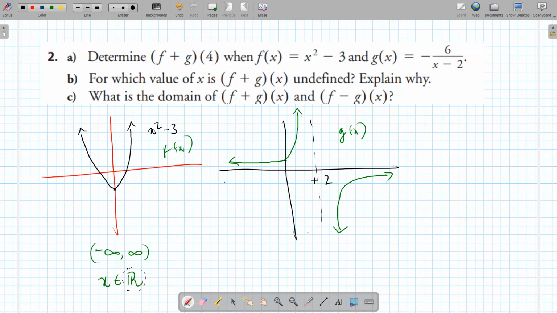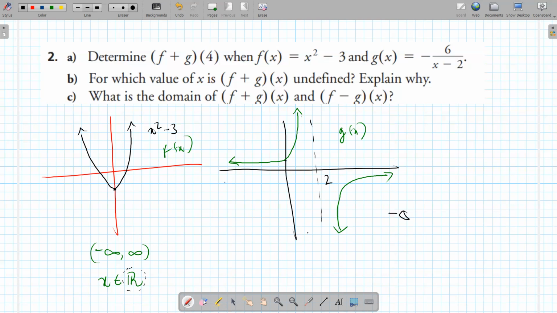Anyways, let's look at the other curve, g of x. What's the domain here? Does it have any restrictions? Yes. Correct. So where is the restriction? What can x not be? Two. Can x be anything else except 2? Yes. Correct. So the restriction, you can write it like this.